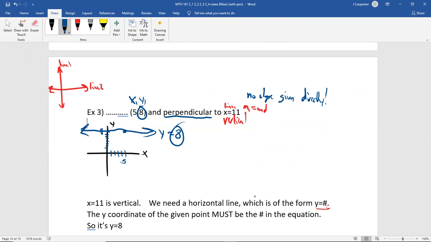If for some reason our answer needed to be of the form x equals, maybe we were doing a parallel line instead of a perpendicular line, then we'd be making a line that looked like this going through the point, which would tell us it would have to be x equals, and it would be 5. Now again, that's if I asked for a parallel line to x equals 11. I didn't ask for that though. I'm just giving you extra information, an extra problem, if you will.